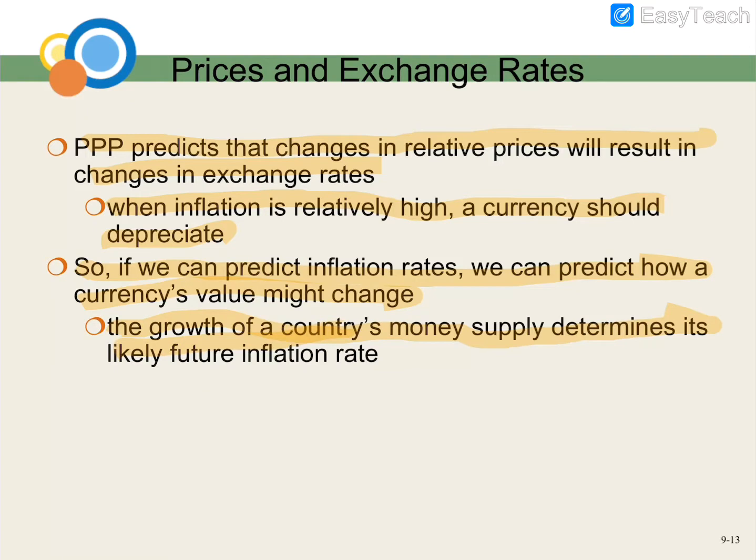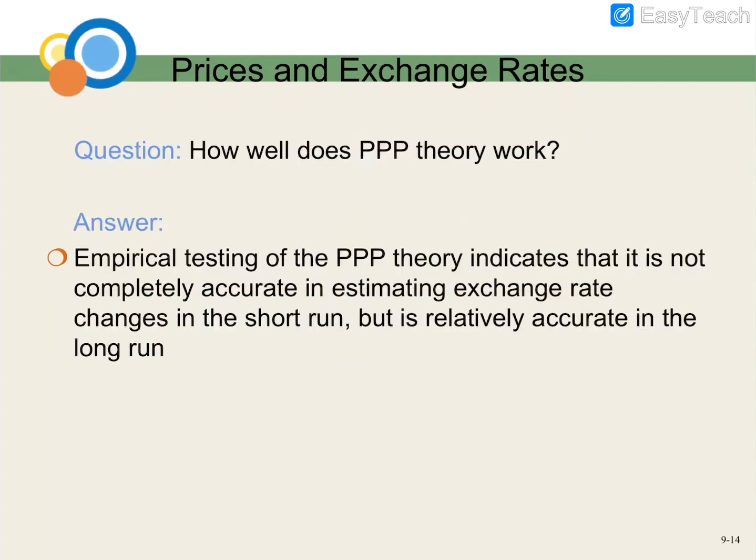Next we go to the next question. This is quite an easy question. What does PPP mean? PPP is purchasing power parity. Empirical testing of the PPP theory indicates that it is not completely accurate in estimating exchange rate change in the short run, but it is relatively accurate in the long run. So PPP does not work well in the short run. It's more accurate in the long run.